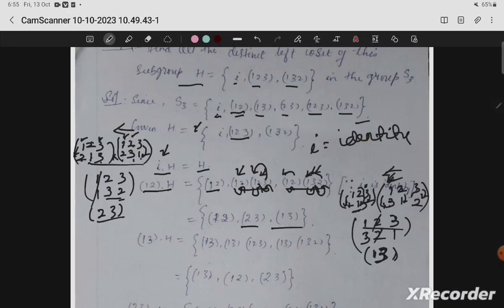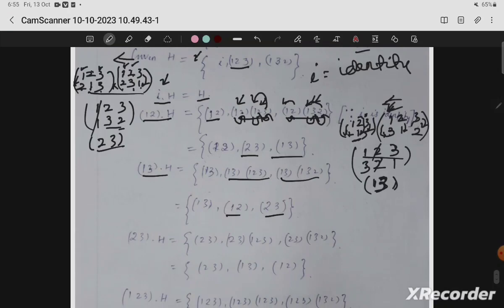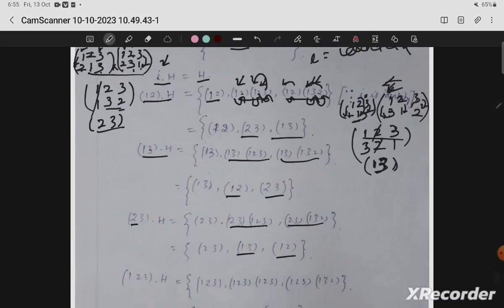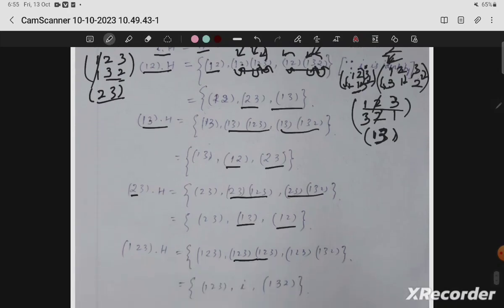Similarly, if we multiply the next (1 3) with h, then the product of this one will give us (1 2), and this one will give us (2 3). Similarly, (2 3) with (2 3) and (1 2 3), we will get (1 3). (2 3) with (1 3 2), we will get (1 2). And (1 2 3) with (1 2 3) will give identity. (1 2 3) with (1 3 2) will give us this.